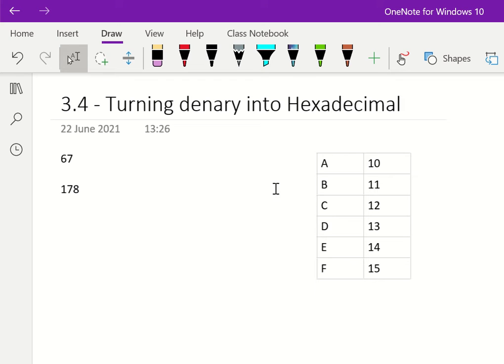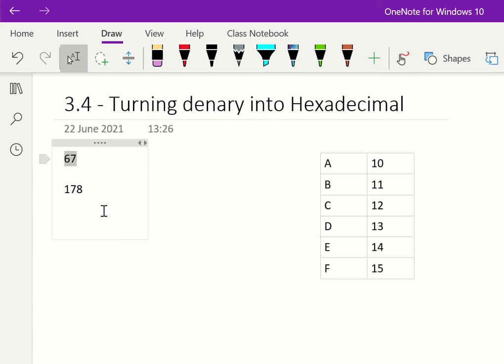So the method for this is quite straightforward, really. Here we've got two denary values, 67 and 178, and I want to turn those into their hexadecimal counterpart. What we do is start by seeing how many times the number 16 goes into this value. Because it's base 16, we see how many times it goes in.